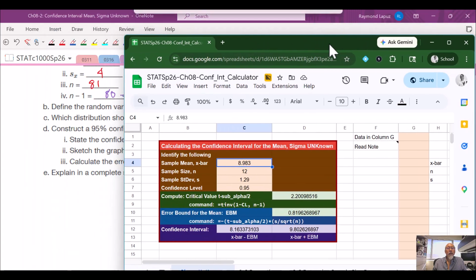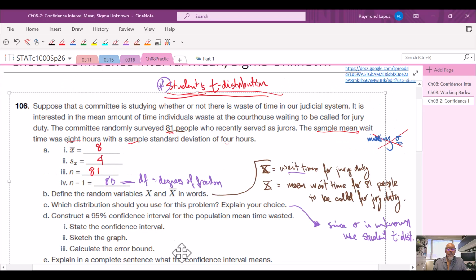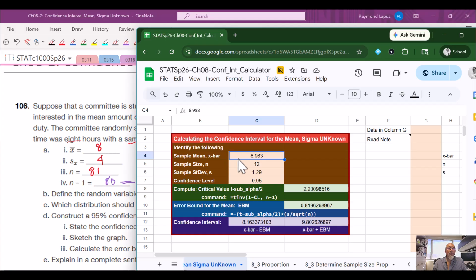All right, so let's gather the information that we already got. So we have the sample mean X bar. That turns out to be 8. The next one is N, so that's 81. The sample standard deviation is 4. And then the confidence level that we want, I believe, was 95% confidence, so that's 95.